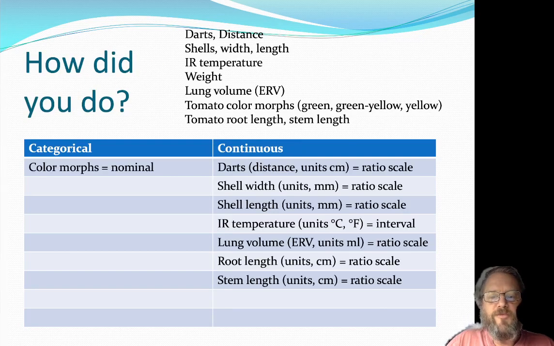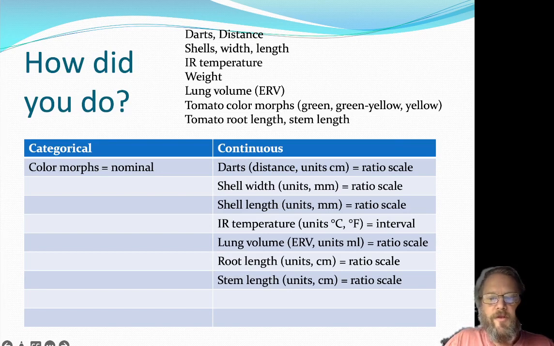Well, it really helps to know what the units are, right? So the color morphs, green, green, yellow, yellow, is clearly nominal. You're either green or you're not. So if we were just comparing green versus not green, that would be binomial. But we can look at the different leaf colors and identify green, green, yellow, and yellow for a particular mutant strain, in which case the data type is nominal, categorical.